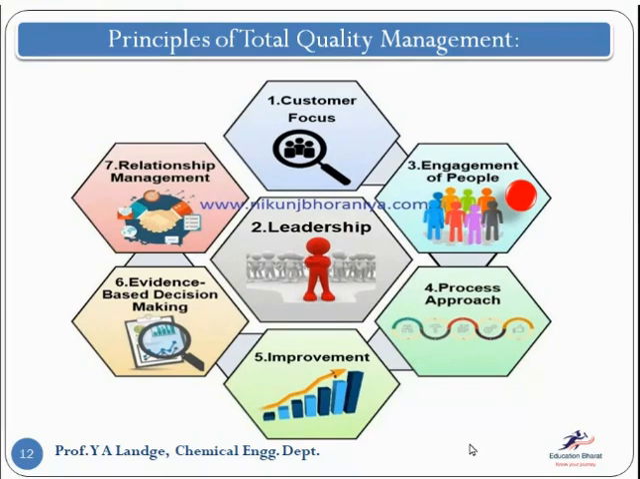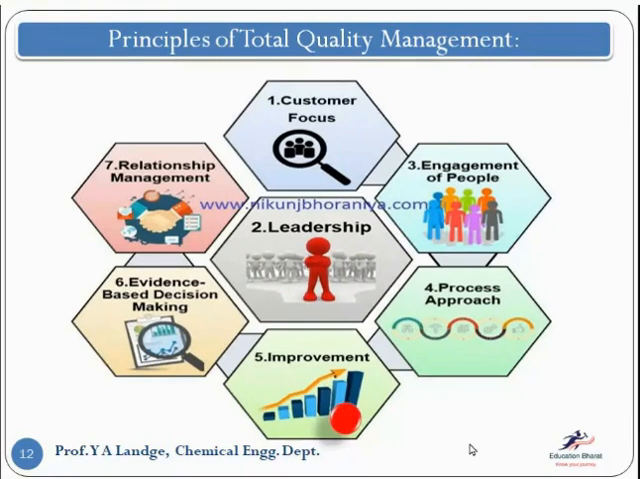So in total quality management, another principle is engagement of people. The fourth principle is the process approach. As I said, how efficiently, with minimum or optimized time, you can optimize the cost, how you optimize the process is very important. That is also one of the principles of total quality management.